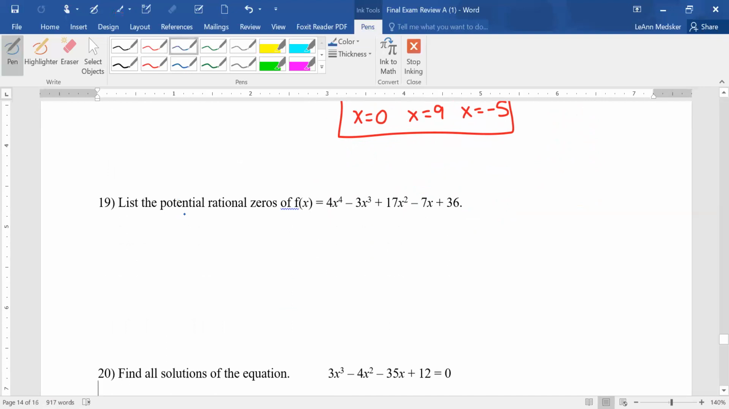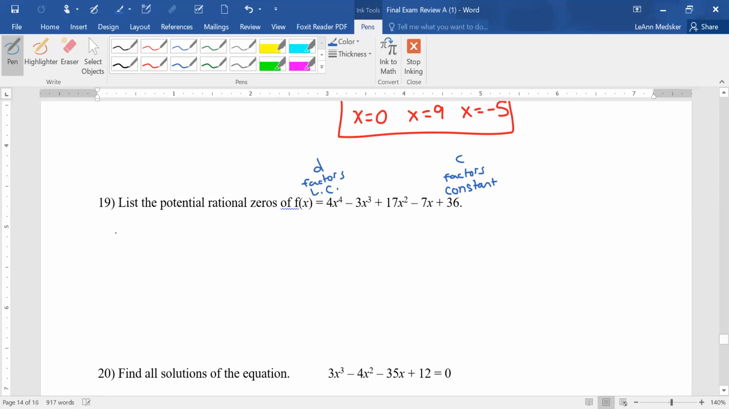Sometimes we won't be able to find them all. This usually only works if we can find a potential rational zero from our list that we're going to make, or if someone gives us enough information about some of the zeros. So this is sometimes called P over Q, but our textbook specifically calls it C's over D's. So remember, it is factors of the constant over factors of the leading coefficient. So this is C, and this is D.